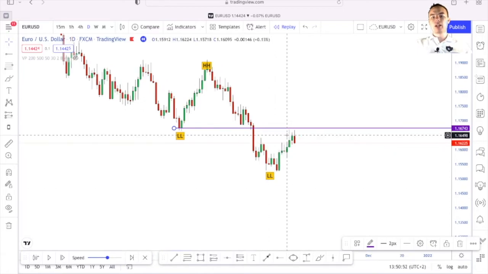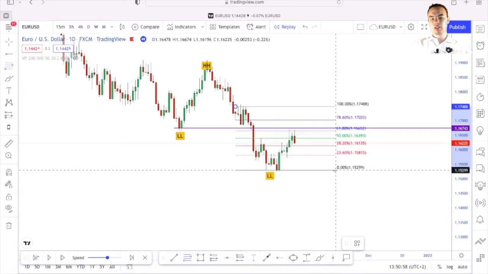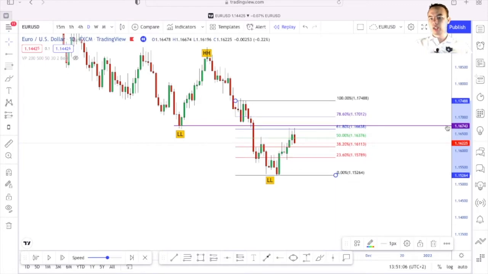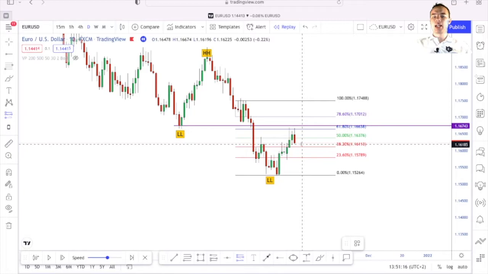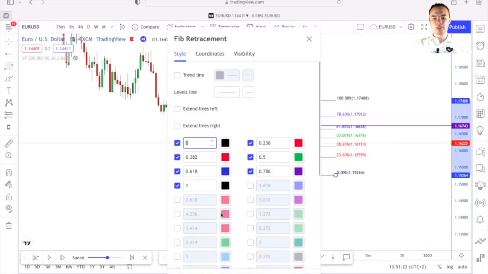But anyways, and you put your, let's say, Fibonacci, and you're like, cool, rejected 1, 2, 3 times of the 61.8%. So now you want to enter a sell. So I'm going to use the short position tool because that's for a sell. And before I do that, let me just put this on.